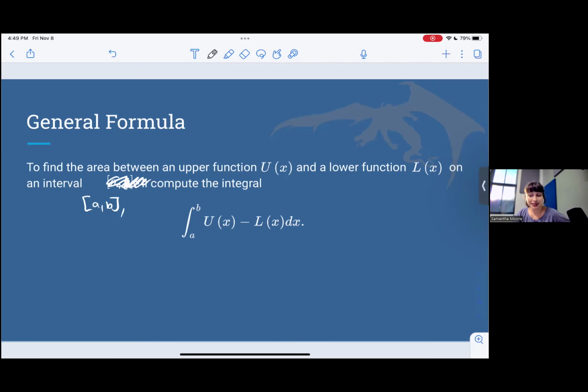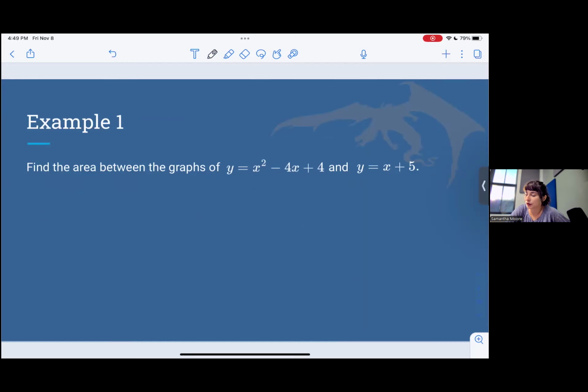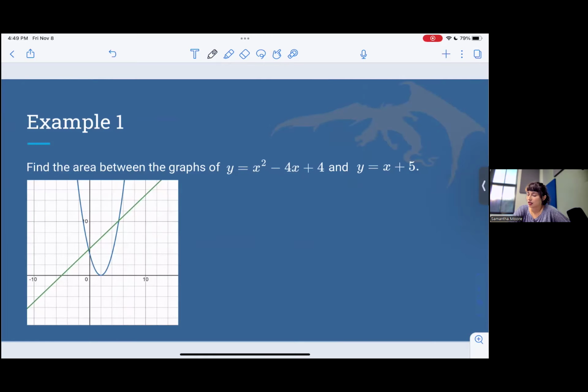Okay, so let's see an example of this. We want to find the area between the graphs of y equals x squared minus 4x plus 4 and y equals x plus 5. So first thing I would think about is I would graph my picture, and I would make sure to clearly think about what area it is that I'm trying to find. So it looks like I'm trying to find this area.